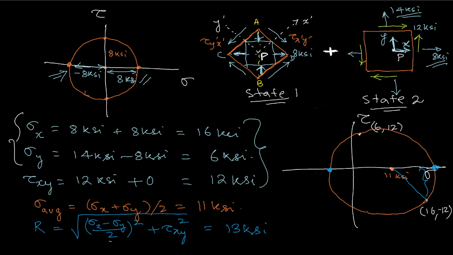So the radius will come out to be 13 ksi, and for the maximum principal stress, I'll call this point A and point B. So sigma A will be sigma average plus R, which is 24 ksi, and sigma B will be equal to sigma average minus R, which will be minus 2 ksi. In fact, these things can be read directly from the Mohr circle which you have drawn.